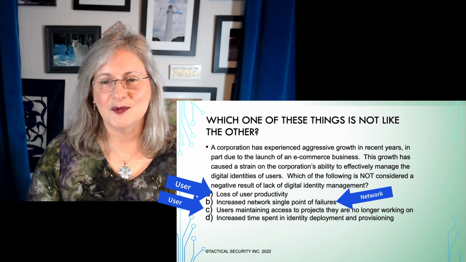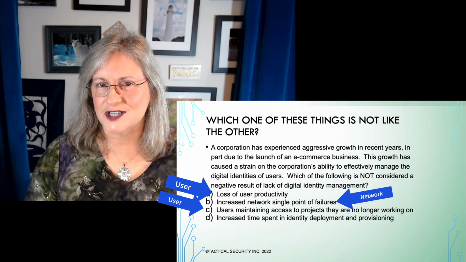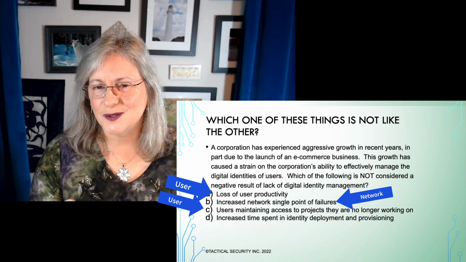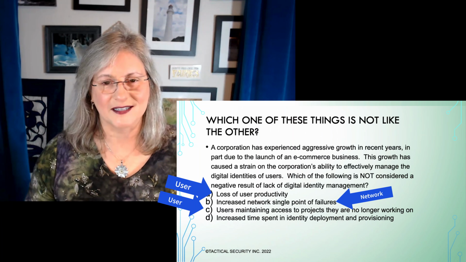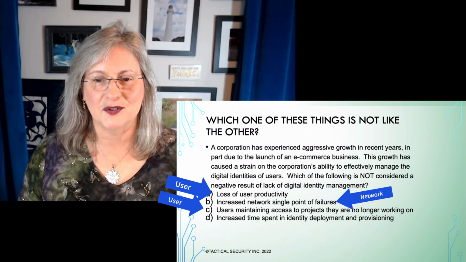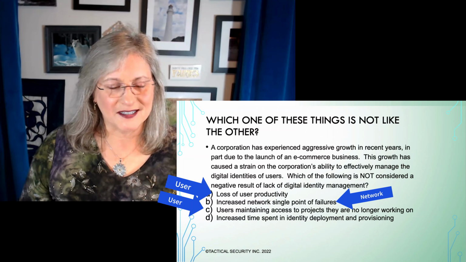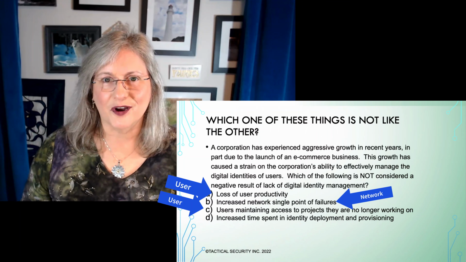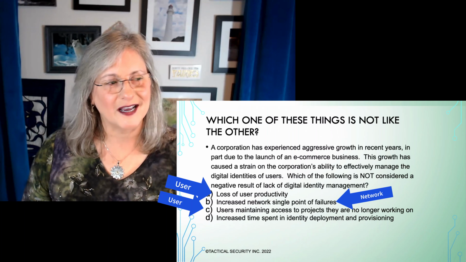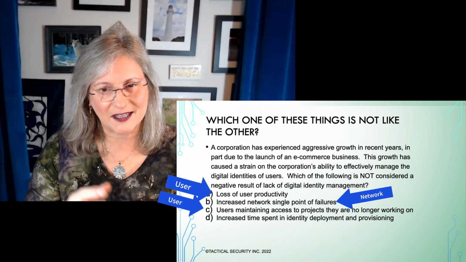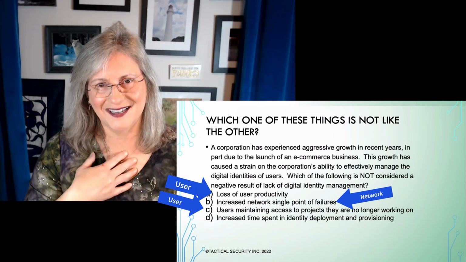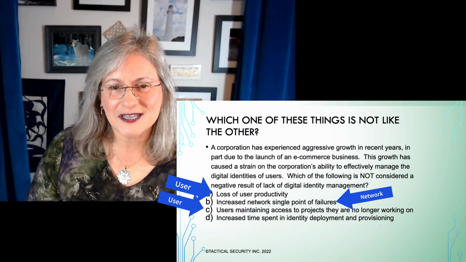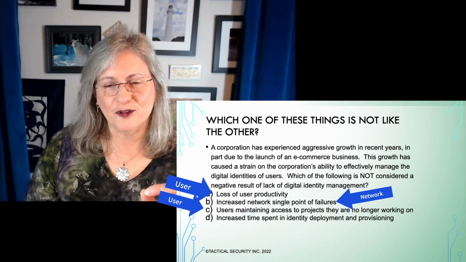D, increased time spent in identity deployment and provisioning. Now, who does the identity deployment and provisioning? And we're back to people. We're talking about the administrators. And the administrators spending a lot of time trying to figure out how to identify each of the humans, how to give them email addresses, how to format the email addresses, how to set up the access control. There's so many different pieces to it. That's a lot of work for the people.